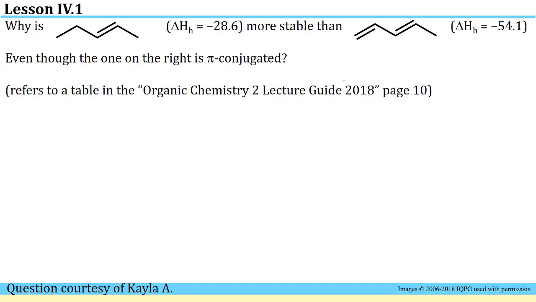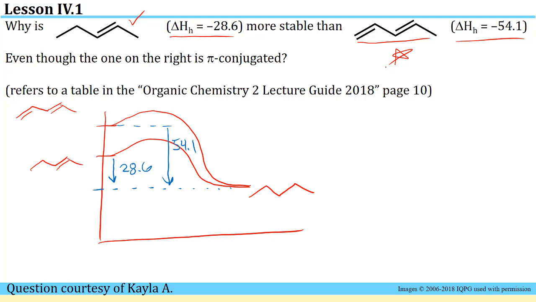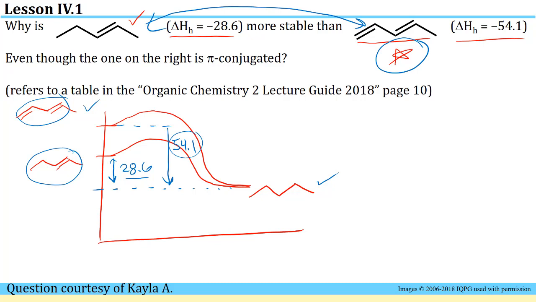The second question, also from lesson 4.1, is asking, well, why is this alkene with a heat of hydrogenation of minus 28 more stable than this alkene with a heat of hydrogenation of minus 54.1, even though this one is pi conjugated? If I show this pictorial, you'd say, okay, if I have this alkene and it only has to give off 28.6 kcal per mole to get to pentane, whereas this one has to give off 54.1, this one will be higher in energy. And the thing that's missing from comparing these two to one another is that this one over here is pi conjugated, but you're doing a hydrogenation on two pi bonds.